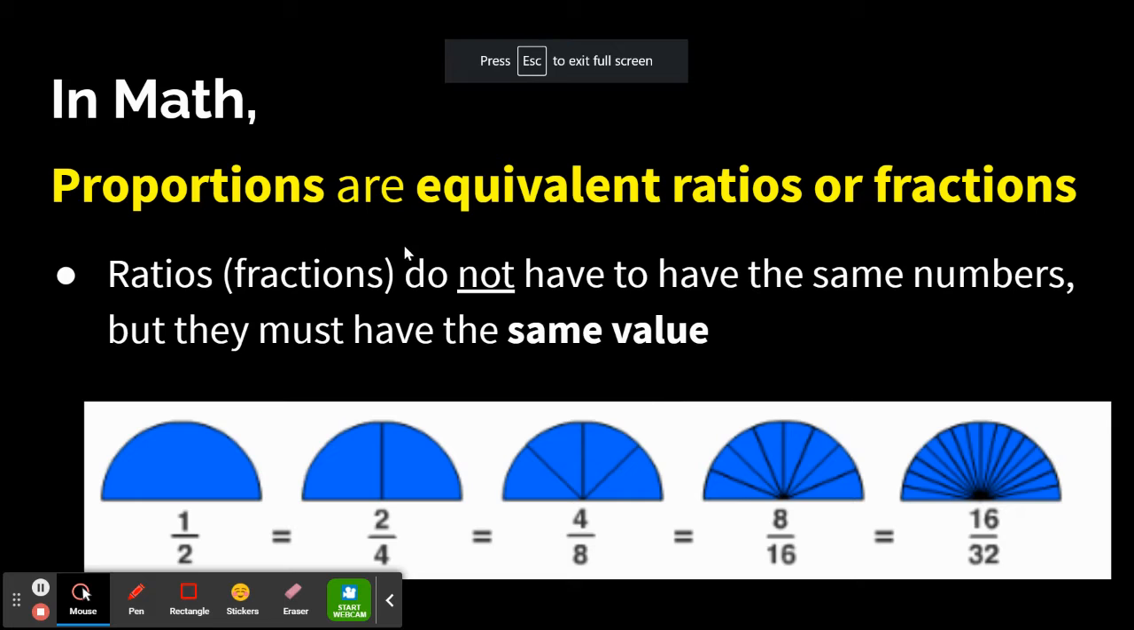Now, in math, again, just to reiterate, proportions are equivalent ratios or fractions. Ratios do not have to have the same numbers, but they must have the same value. Here's an example of many different ratios that are equivalent. These are all proportional ratios.